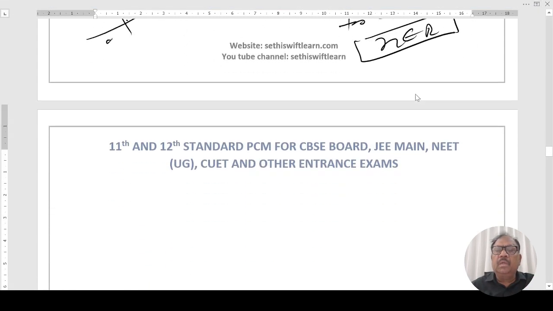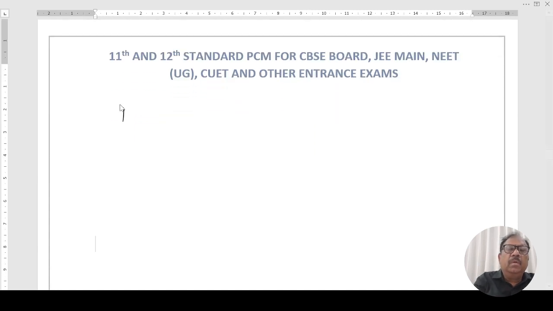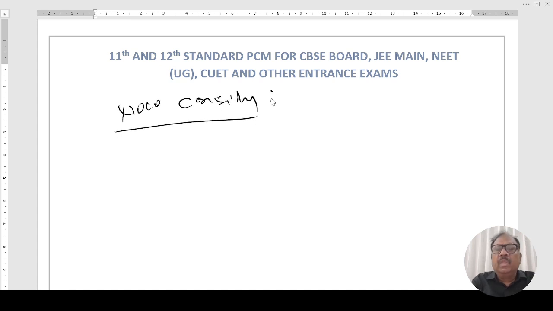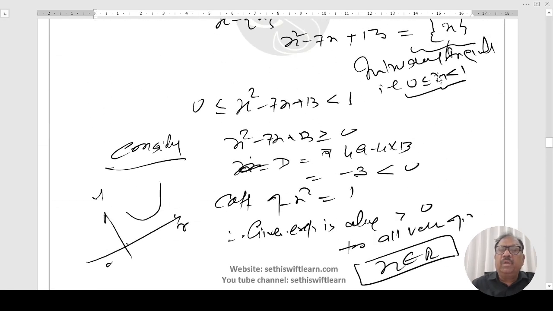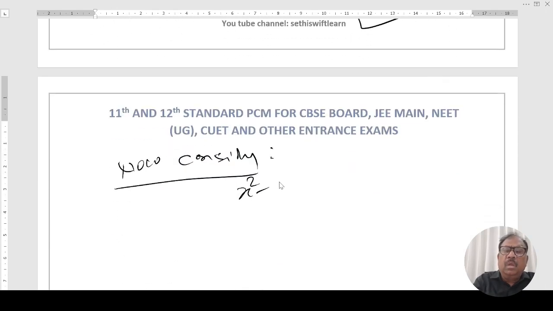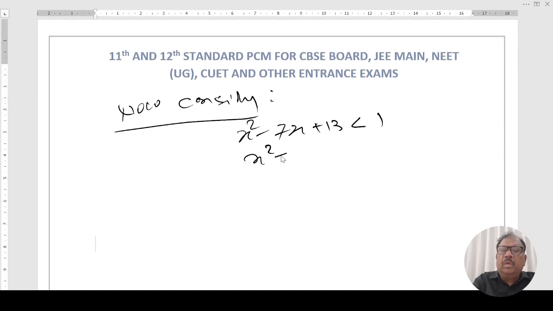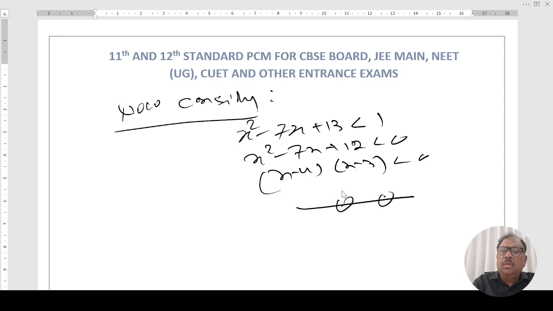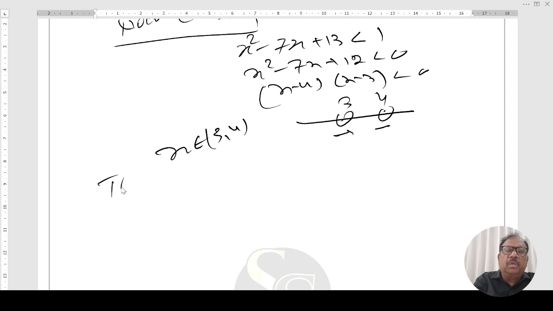Right? Then now considering x square minus 7x plus 13 less than 1, this comes out to be x square minus 7x plus 12 less than 0. That is x minus 4 times x minus 3 less than 0. The roots come out to be 3 and 4, so x belongs to the open interval 3, 4. Right?